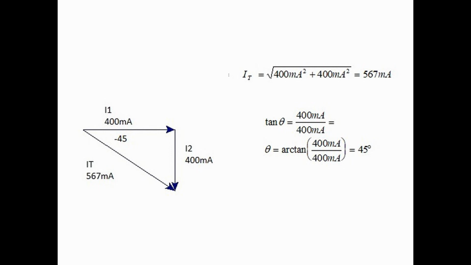and that equals 45 degrees. So once again, we see that in an inductive circuit the current is going to lag the voltage. In this case, it is by 45 degrees.